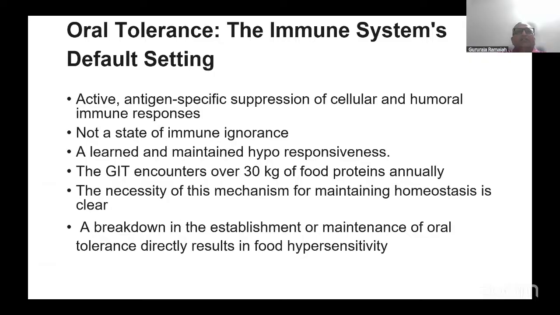Oral tolerance is an active antigen-specific suppression of cellular and humoral immune responses following the oral administration of an antigen. This is not a state of immune ignorance, but rather a learned and maintained hypo-responsiveness. The gastrointestinal tract encounters around 30 kg of different food proteins annually. So the necessity of maintaining this homeostasis is quite clear. The breakdown of the establishment or maintenance of oral tolerance directly results in food hypersensitivity.